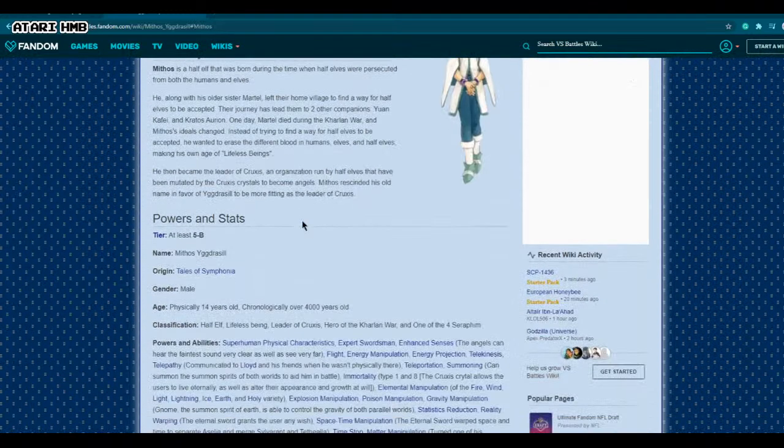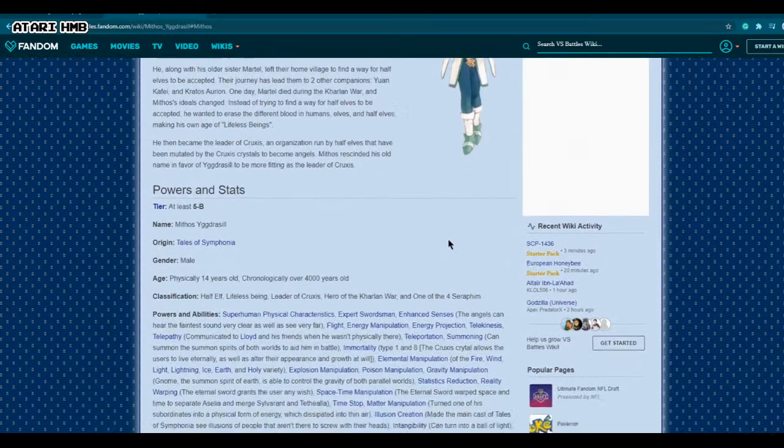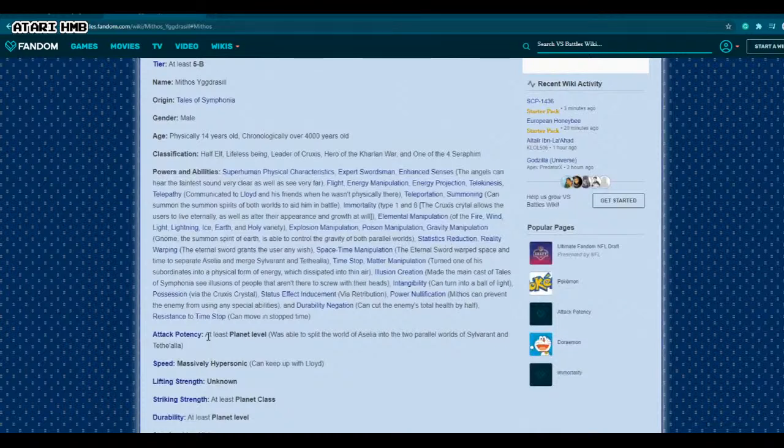If you guys ever played the game, why am I bringing this up? I'm just going to give you an example of the Versus Battles Wikia's poor excuse for power scaling. At least Planet Temple was able to split the world of Asalia into 2 parallel worlds of Silverant and Tetheala. Bruh. You did not just say splitting 2 parallel worlds that have different dilations of time. According to Tales of Symphonia, they have different dilations of time. In Darius Karlon, the in-betweening realm, they have different levels of time. You're going to sit there and tell me that this is only a planetary feat by Mythos?